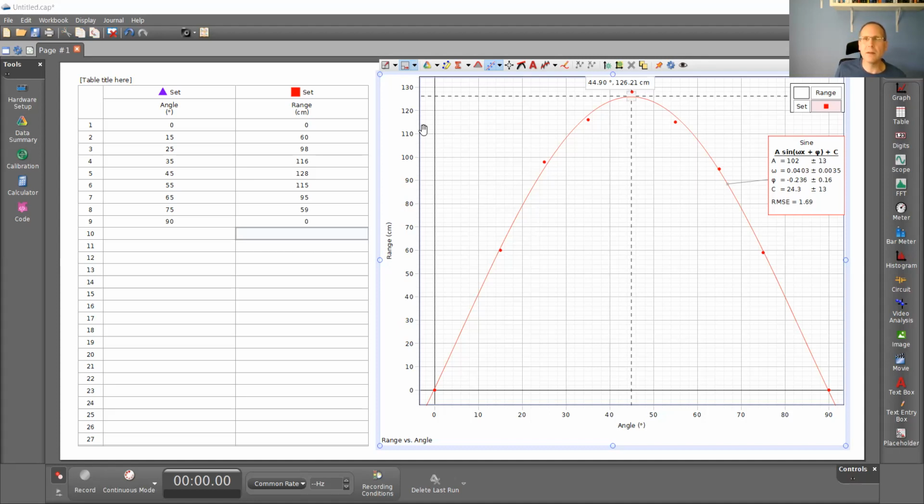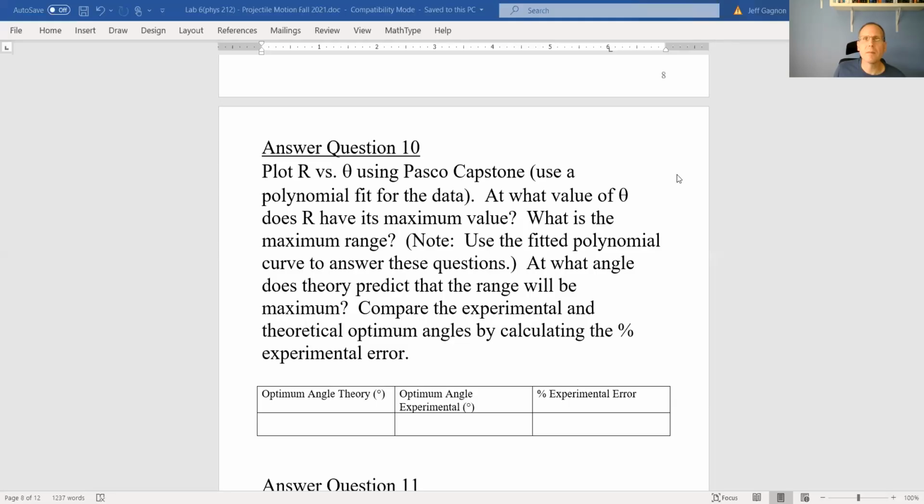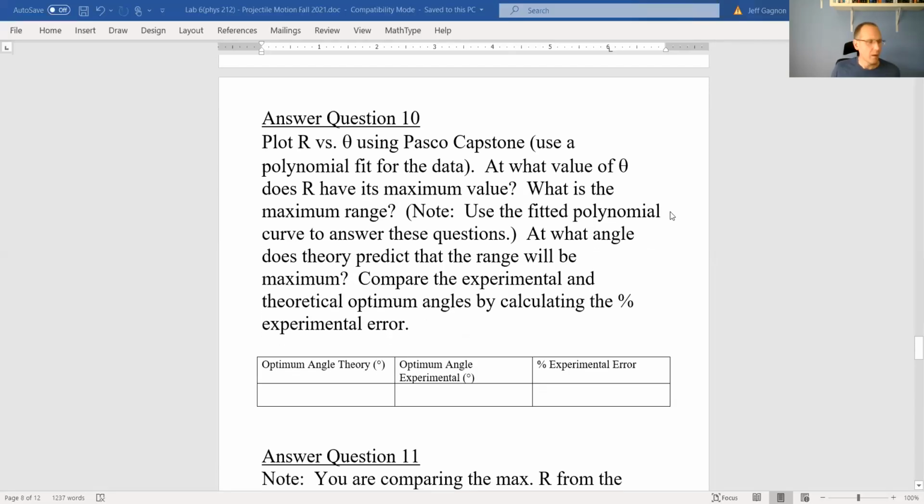Okay, let me go back to the handout. Okay, so question 10 again was to create that graph, right? Range versus angle. And then you want to compare the optimal angle experimental, which is from that coordinate tool, right? Whatever value you got, I forgot what we got, 44.90 or something degrees. Compare that to the optimal angle theory. And this is 45, so you can just write 45 here, right? We're going to assume theoretically it should be 45 degrees.